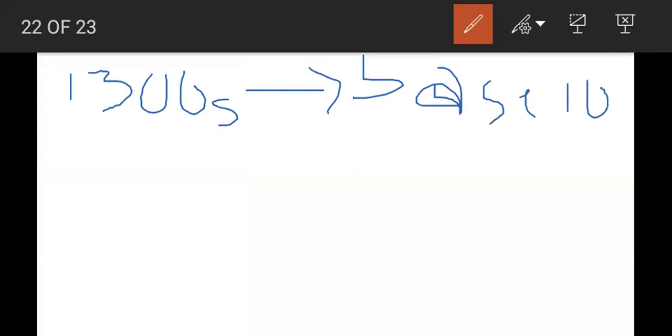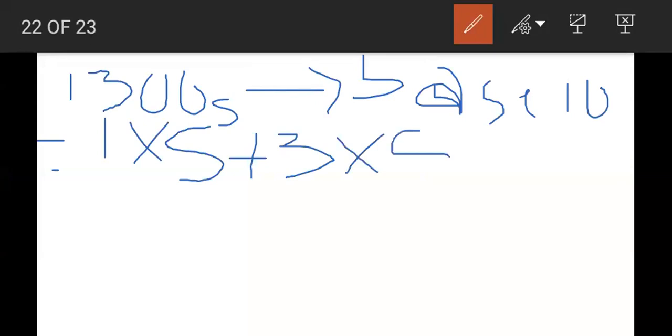They should communicate through the chat. So you have 1300 in base 5 to base 10. If you remember at the last class, 1300 base 5, you want to convert it to base 10. So what you do is that you'll be multiplying by the given base, that is 1 times 5, plus 3 times 5, plus 0 times 5. Are you getting it? Yes, sir.